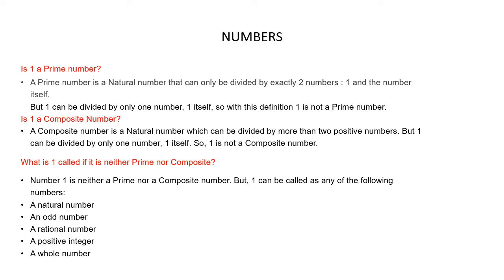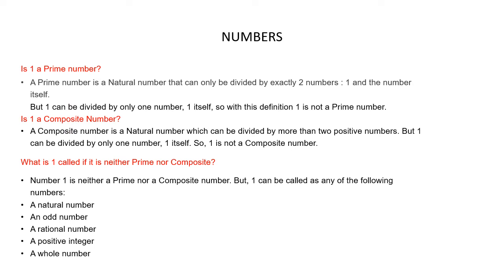Is 1 a composite number? Let's see the definition of a composite number. A composite number is a natural number which can be divided by more than two positive numbers. But 1 can be divided by only one number, 1 itself. So 1 is not a composite number. A composite number should be divided by more than two numbers, but 1 is divisible by only one number, so 1 is not a composite number. So 1 is neither a prime number nor a composite number.